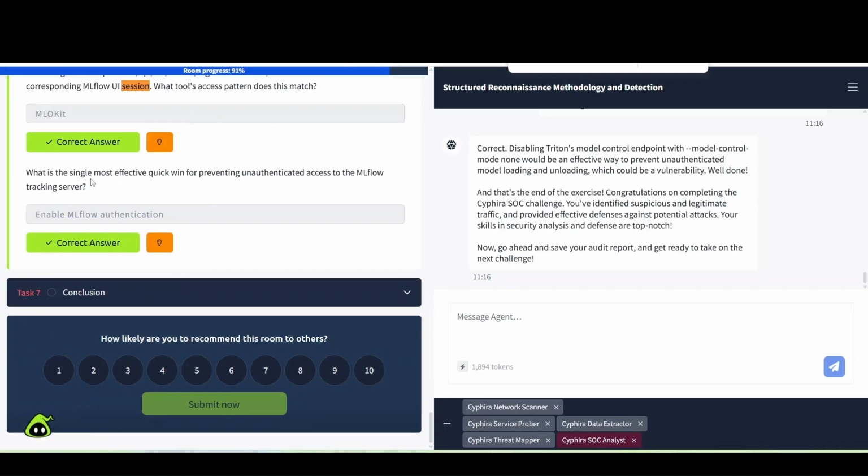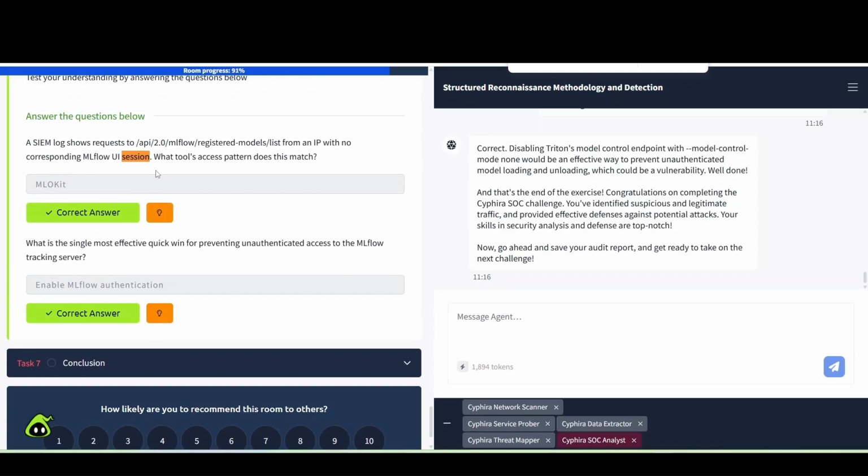Next one. What is the single most effective quick win for preventing unauthenticated access to the MLflow tracking server? So that's going to be enable MLflow authentication. Obviously if it's unauthenticated, right? Well, you need to put authentication in front of it.